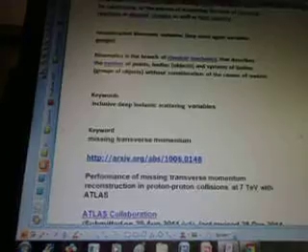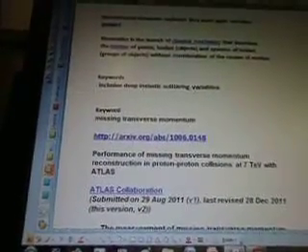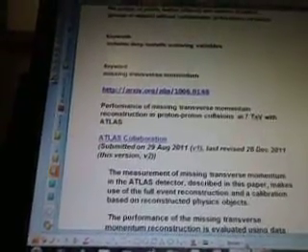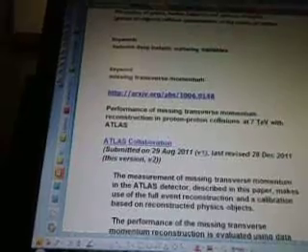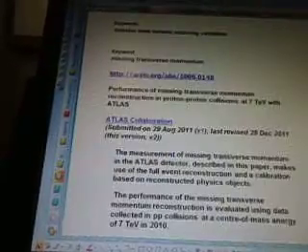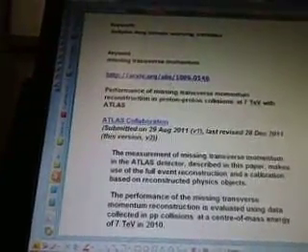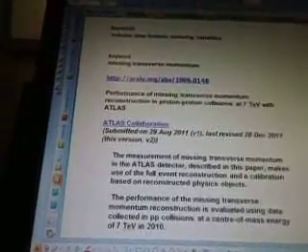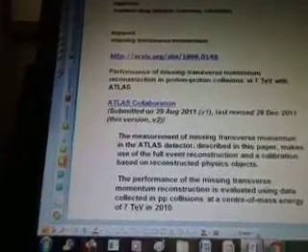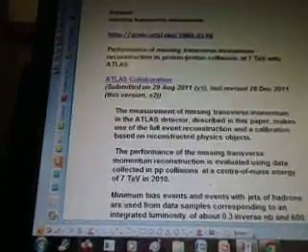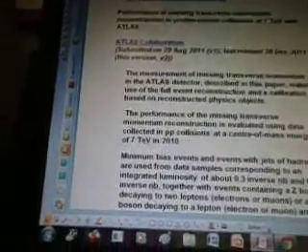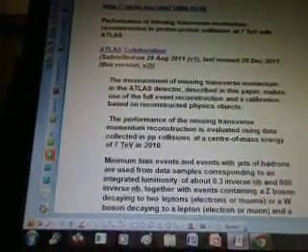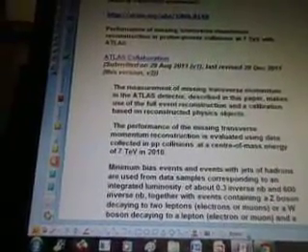So the keywords from next was inclusive, deep, inelastic scattering variables, and the keyword was missing transverse momentum, and a PDF file came up, arxiv.org, from the performance of missing transverse momentum reconstruction in proton-proton collisions at 7 TeV with Atlas. So again, Atlas collaboration comes up yet again, so obviously we need to look at that data for the Higgs field. It was submitted August 2011, published in December.